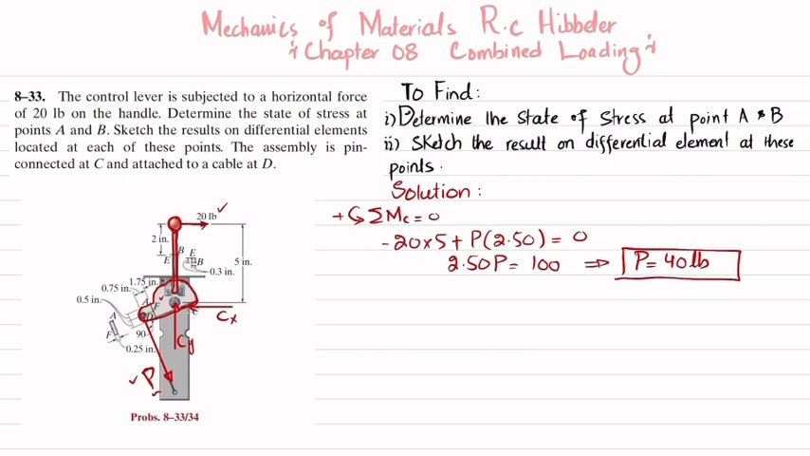Now you have this P. So what we will do is, in the first portion, determine the state of stress at points A and B. So point B is there. If you cut this lever at this point, the cross section is shown over here. So if we cut at this point, we will choose another color and draw the free body diagram. So this is the lever.